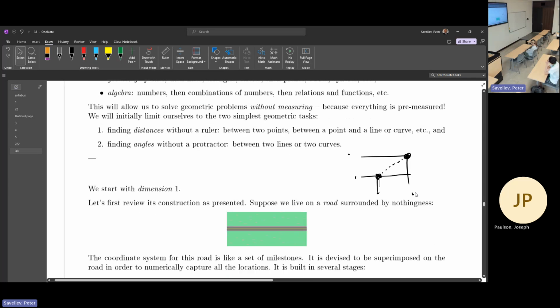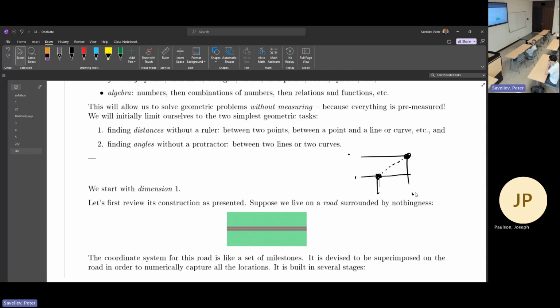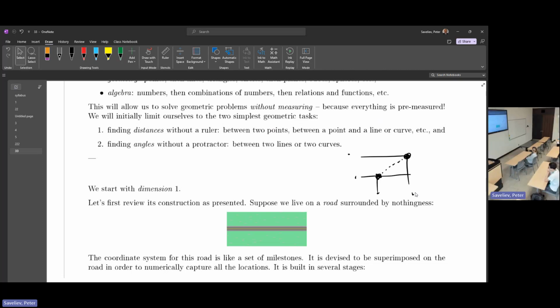Once again, we are doing the same thing. We did algebra for dimension 1, then dimension 2. Now we're doing the same for geometry, starting with dimension 1. So how do we measure distances on the road? The answer is without measuring. As long as you know where you are, which might be indicated by, say, milestones, you should be able to find out how far you are from a particular location. So if you are at milestone 3 and the city is at milestone 5, then you know that you have to cover 2 miles, right?